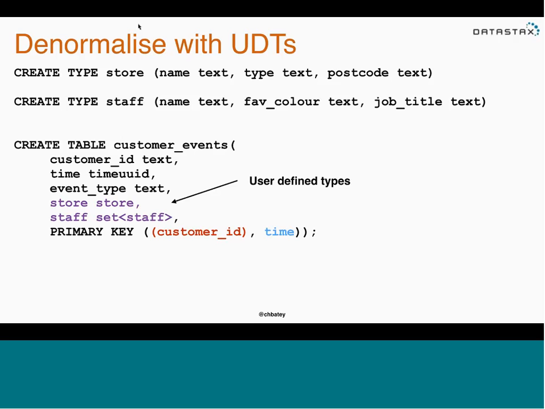And this is really powerful because now when we query our customer events, all of the information about store and staff are going to be stored sequentially on disk, and we're going to be able to read it very quickly. Okay, and we're not going to have to go to multiple nodes in the cluster, or we don't even have to go to multiple nodes to reach our consistency.